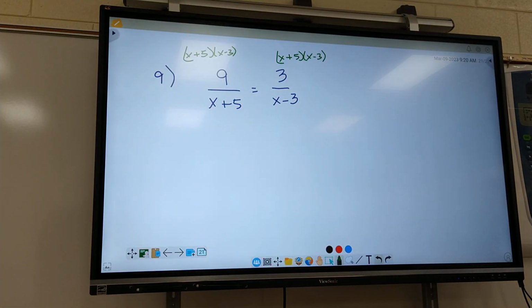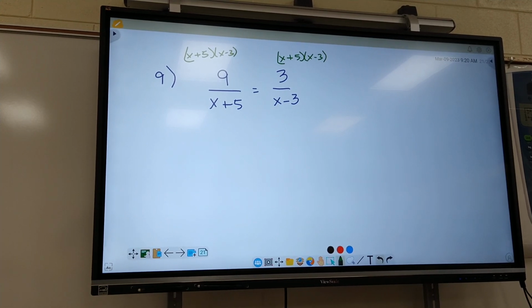You could cross multiply this one, yes, but since I'm trying to show you the common denominator stuff, I figured I'd show you that way. But if you want to just cross multiply this one, that would work.